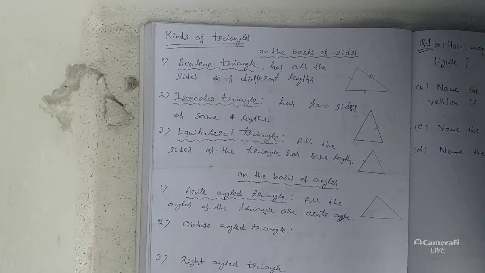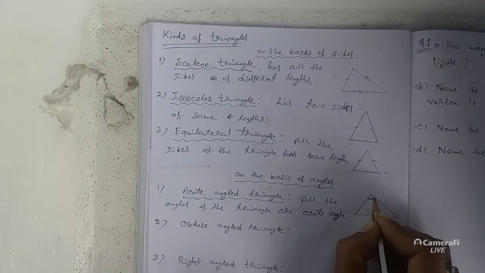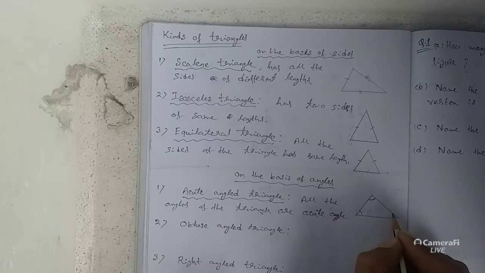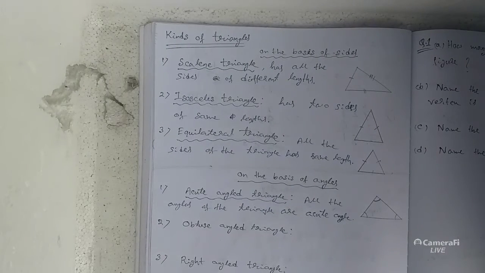Where each of the angles, this angle and this angle, is less than 90. So, this is an acute angle triangle.